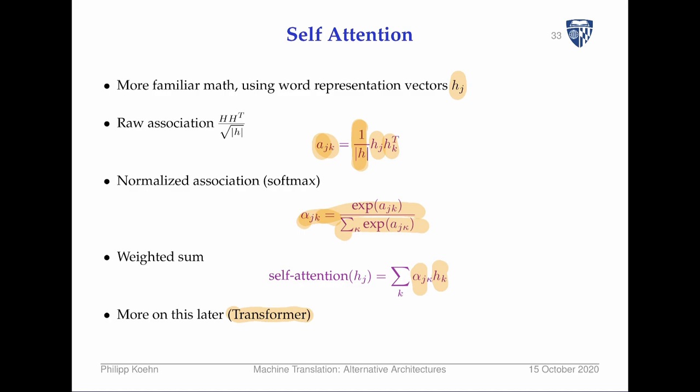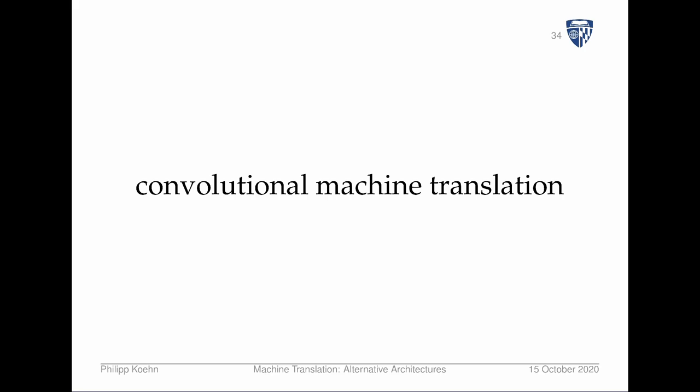Okay, so we have now introduced a lot of elements that we can use to rather quickly describe more complicated machine translation models. All the pieces were already laid out, and now we're actually going to look at some architectures that use the elements we introduced in an end-to-end neural machine translation model. So the first one is convolutional machine translation.